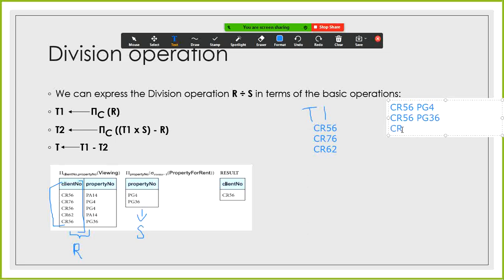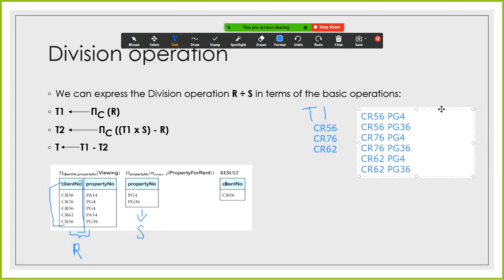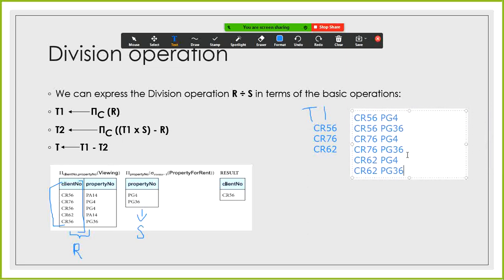So we have CR76 with PG4 and CR76 with PG36. Next we have this CR62. So we will multiply CR62 with PG4 and CR62 with PG36. So we got this result from the cross product of T1 and S.